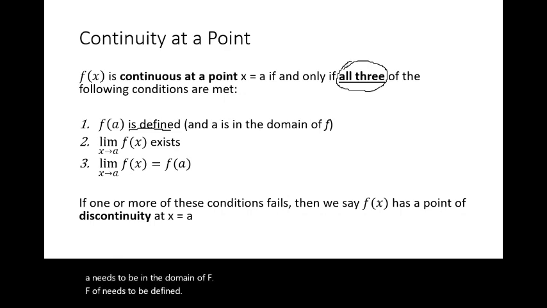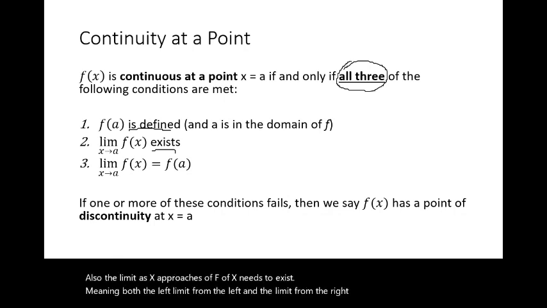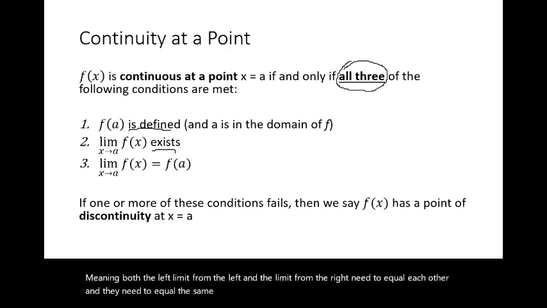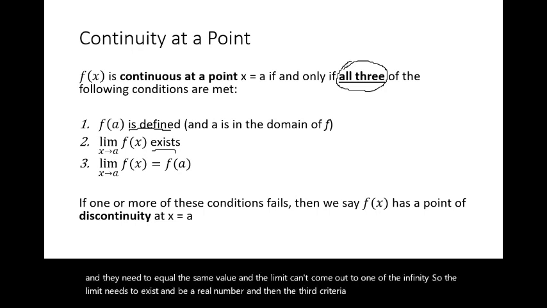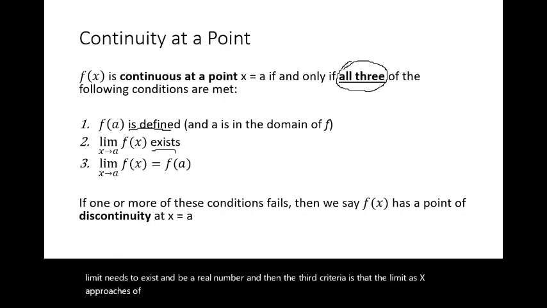Also, the limit as x approaches a of f of x needs to exist, meaning both the limit from the left and the limit from the right need to equal each other, and they need to equal the same value, and the limit can't come out to be infinity. So the limit needs to exist and be a real number. And then the third criteria is that the limit as x approaches a of f of x needs to equal f of a. So the limit needs to equal the function's value.